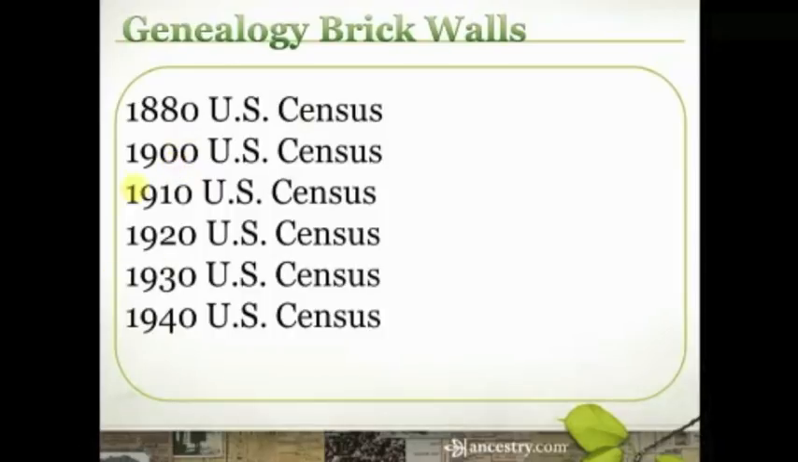I should find him on the census every 10 years from 1900 to 1940, probably listed with his wife and children through most of that. And sure enough, I did. I was able to find him on every one of these censuses listed with his wife and children. Okay? Now, that gives me a really good foundation for his life.